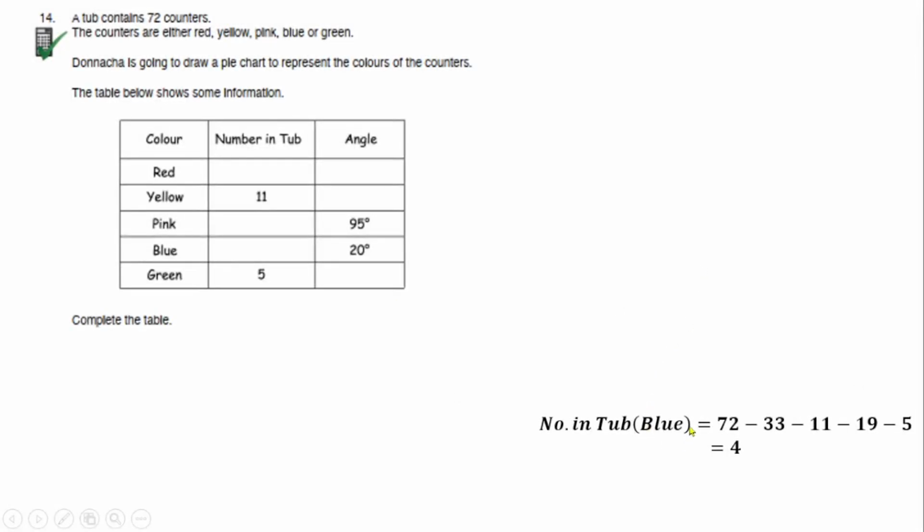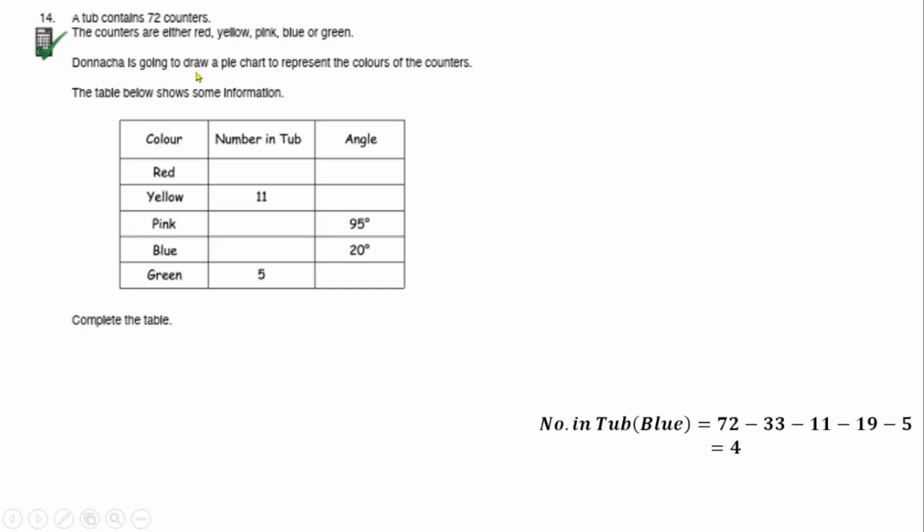So now sometimes we can also be given some question to do without drawing the pie chart. This question is an international question, and we are asked to fill in all the missing spaces in the table. A tub contains 72 counters. The counters are either red, yellow, pink, blue, or green.